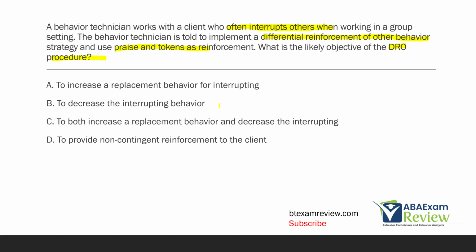We're not specifically picking replacement behaviors, but we are reinforcing when other behaviors happen besides our target, which in this case is interruption. C, to both increase the replacement behavior and decrease the interrupting. If we wanted C, we'd much more likely use some sort of DRA or DRI, an alternative or incompatible intervention. But here we're just using a DRO to decrease that interruption. And then D, to provide non-contingent reinforcement to the client. Differential reinforcement is not non-contingent. Differential reinforcement is always contingent on something happening, some sort of response happening, or in this case, not happening. If we're using a DRO, the ultimate goal or the likely objective is to decrease the interrupting behavior.